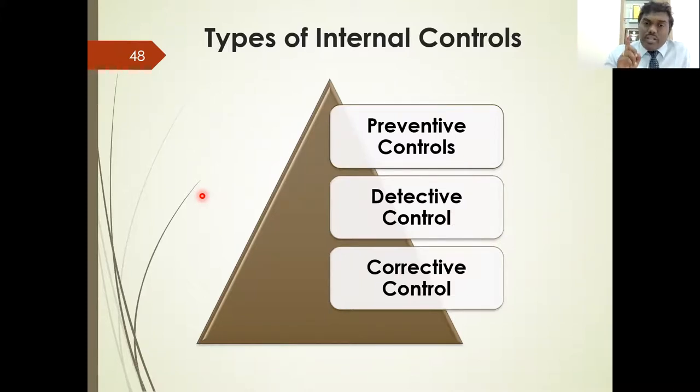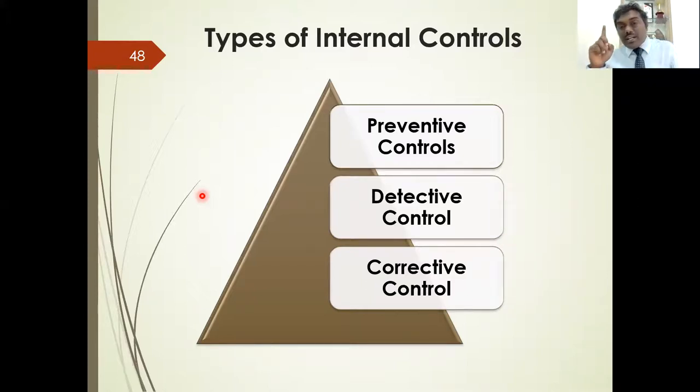Why? If you take a backup, if at all there is loss of data, you can restore it. You cannot prevent loss of data. Correct? So it is a corrective control, not a preventive control. So what is preventive? Something which avoids an event from taking place. Detective control, something which detects that some mischief has taken place. Corrective control, something which rectifies the issue.